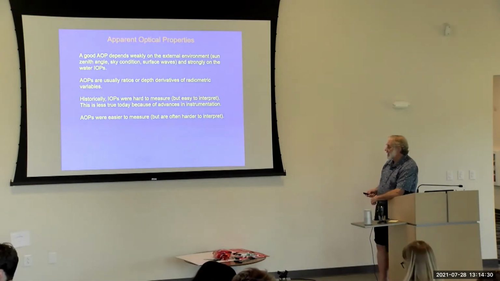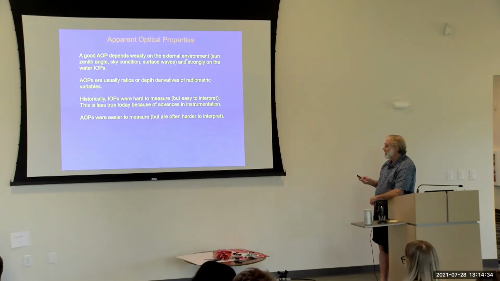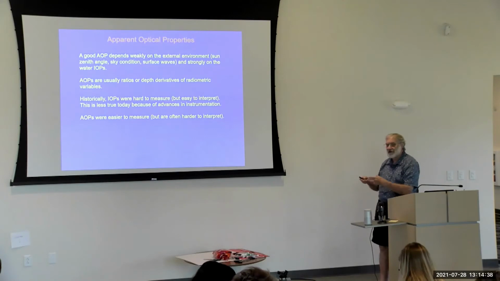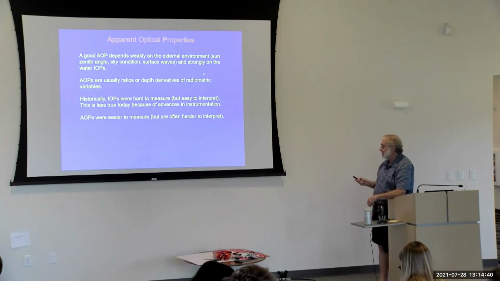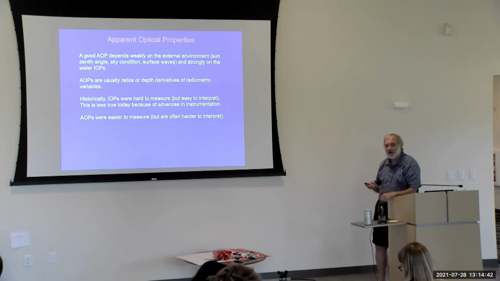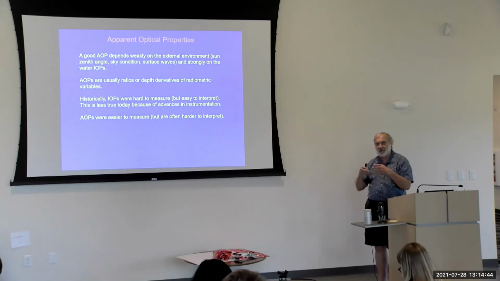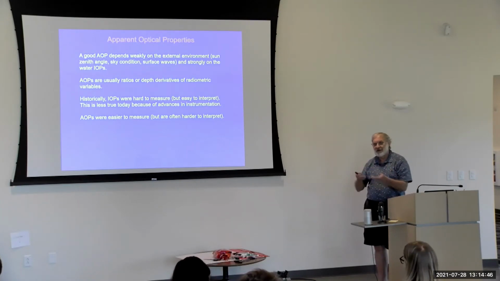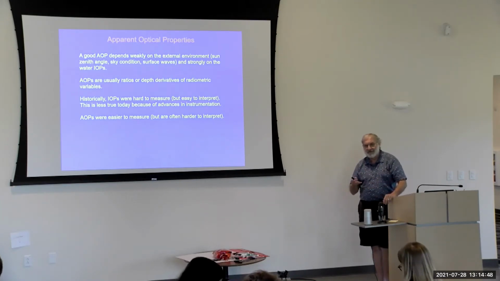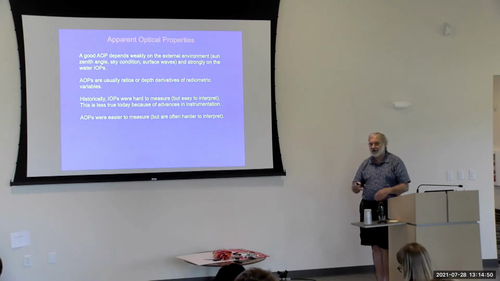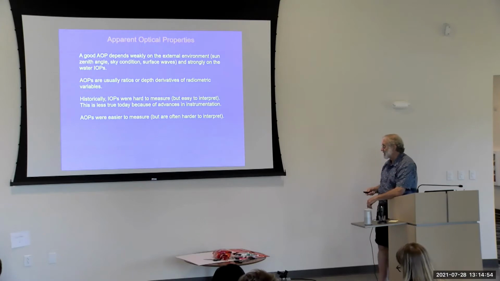Okay, the idea with an AOP is that it's going to depend weakly on external environmental conditions like sun angle, sky conditions, surface waves, and it's going to depend strongly on the water IOPs, because what we want to do with an AOP is eventually get out some information on what's going on in the ocean, like chlorophyll or absorption or whatever it happens to be.